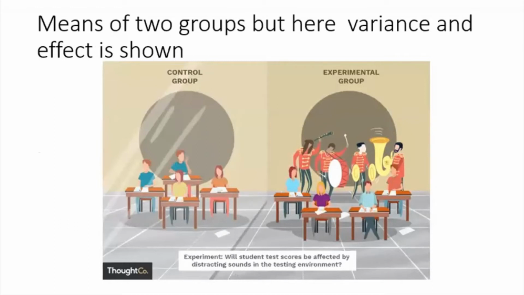Now look at this example. These students are giving their examination. I have one control group where there is no noise, and they are giving their examination. On the right side, I have an experimental group. What am I doing with them? I am disturbing them with music while they are giving their examination.